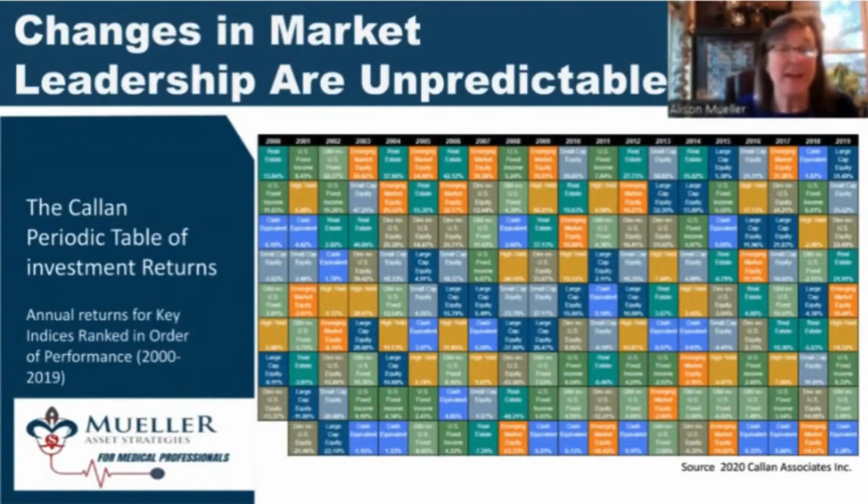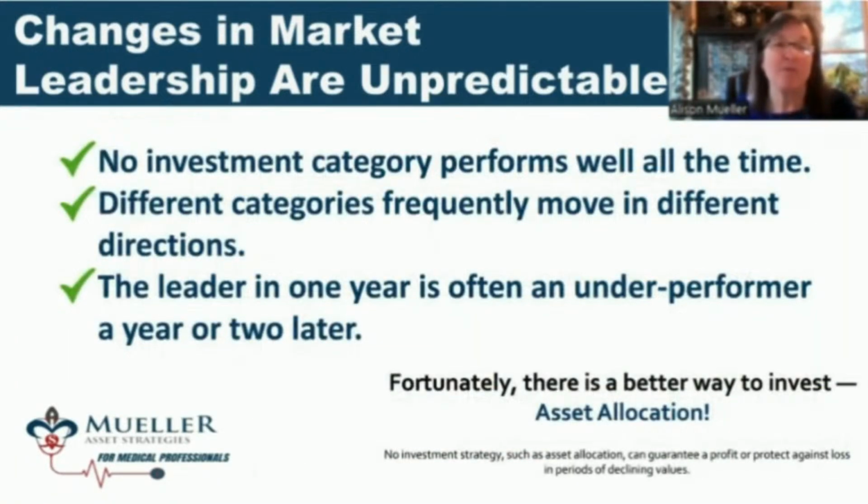Okay, so any given category may be the best performer one year, and the following year, it might be one of the worst performers. So trying to pick the best performing investment category is really difficult because, one, no investment category performs well all the time. Two, different categories frequently move in different directions. We've seen that. Three, the leader in one year is often an underperformer a year or two later. Okay, so what does that mean? You got a stock tip, you're watching something on TV, and it was super great this year, and then it bottomed out the next year. So it's unpredictable. And unfortunately, there's a better way to invest, and we're saying asset allocation. We'd also call it diversification.